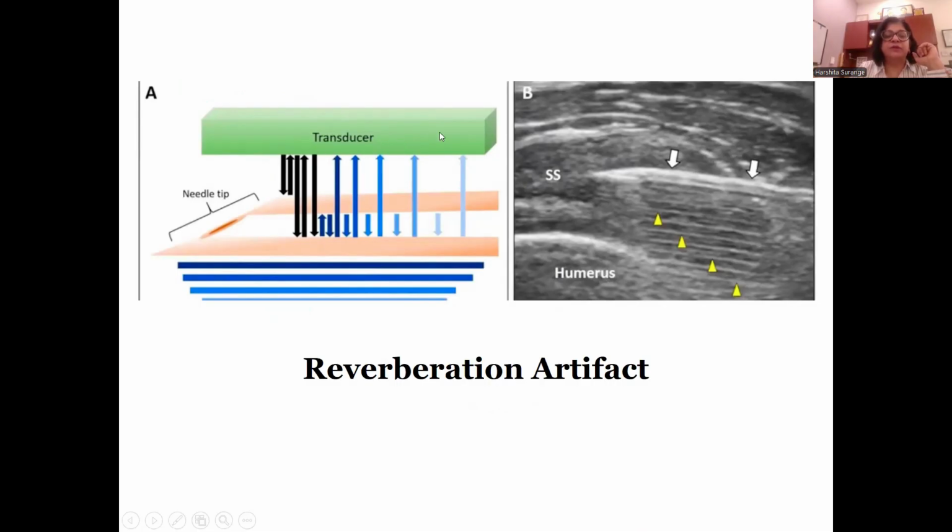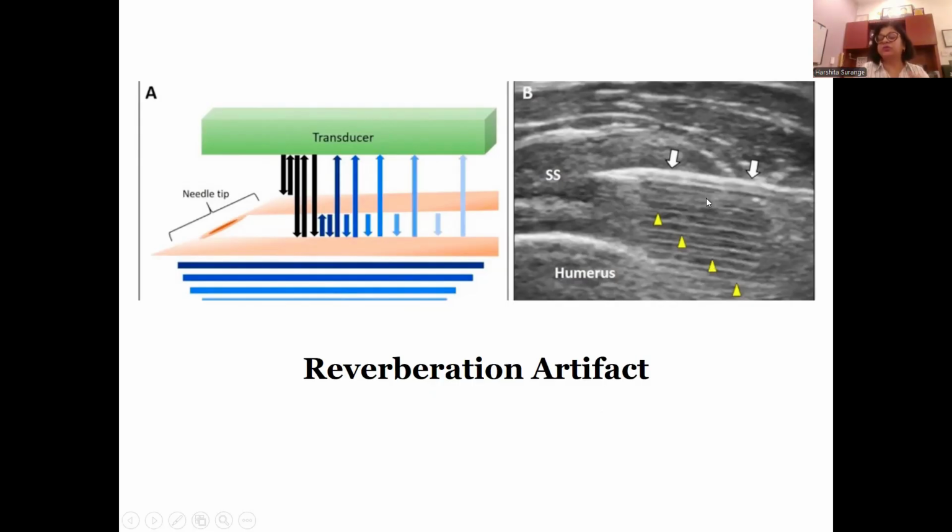What happens? The transducer is right here, and when the ultrasound beam is emitted, it goes into the needle. Some is reflected back, and you see the needle, but some of the ultrasound beam passes right and left of the needle and goes into the deeper tissues. And some of the ultrasound beam keeps reflecting within the needle again and again and produces multiple shadows behind the needle, which are seen like this. This is again a reverberation artifact.